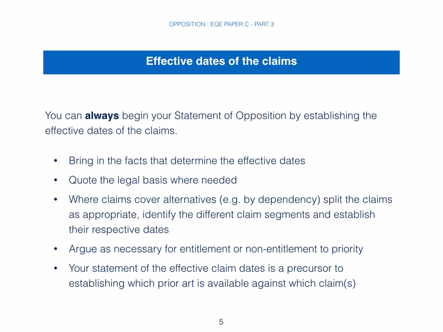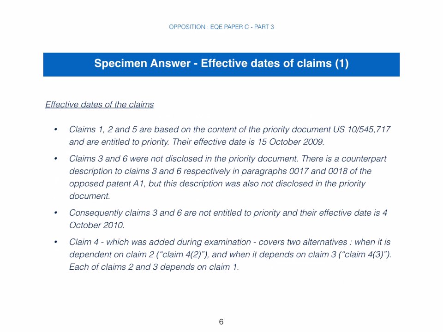and your statement of the effective claim dates serves as a precursor to establishing which prior art is available against which claims. Let's now consider a specimen of how to set out the effective dates for the claims of the 2015 C exam. Header: effective dates of the claims.